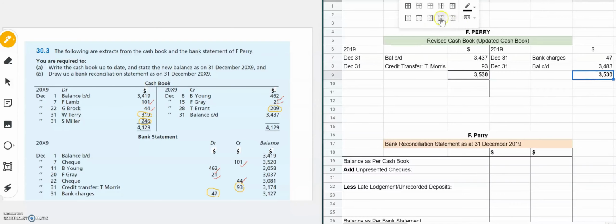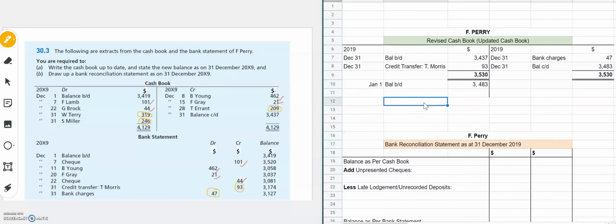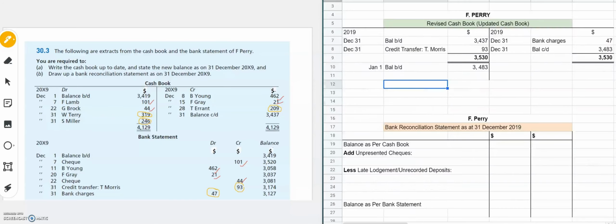Alright, so we're now going to go ahead and enter our balance brought down, which is the same as our balance carried down. That is $3,483. So that is our revised cash book. Now we're going to go ahead and complete our third step, which is to do our bank reconciliation statement.